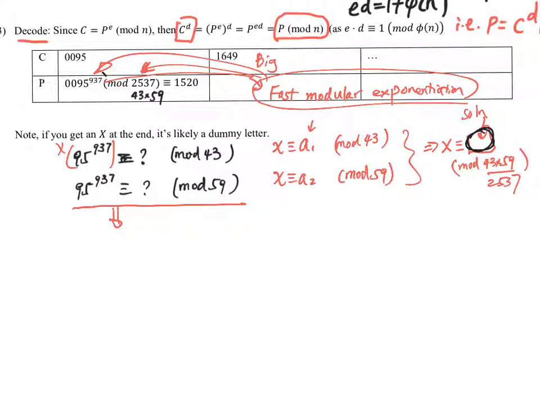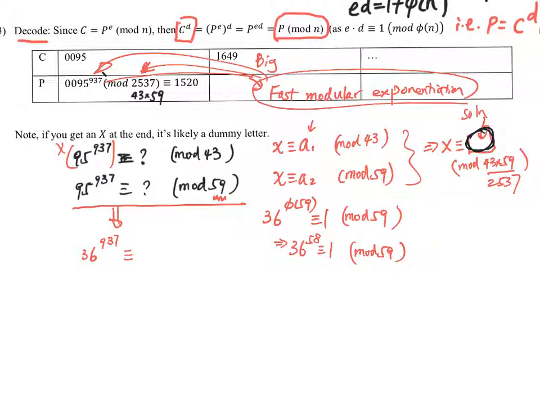First of all, I want to reduce this 95 because we mod 59. So 95 mod 59 is 36. Now this is congruent to 36 raised to 937. Here 36 raised to 59 minus 1 should be congruent to 1 mod 59 according to Euler's theorem, and 59 is a prime, which means 36 raised to 58 should be congruent to 1 mod 59. So I just need to figure out how many 58s are in the 937. This should be just an equal sign; I don't have to use the congruent sign here.